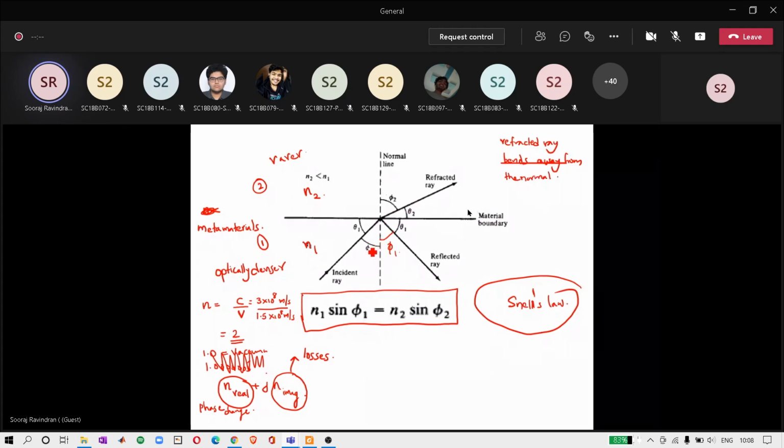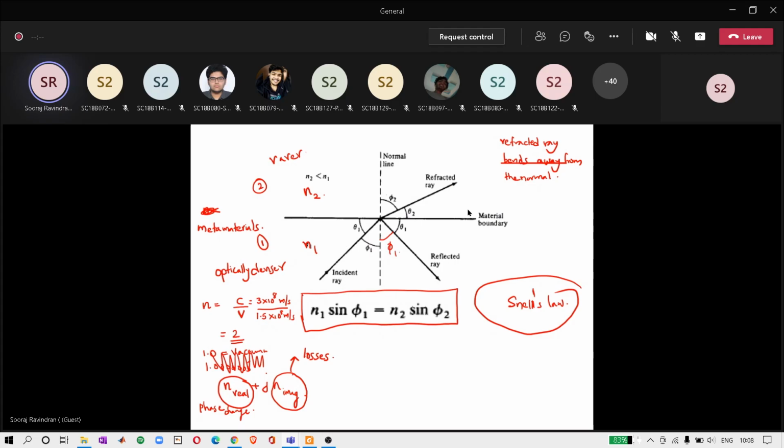So if the light is going from denser medium to rarer medium, the refracted ray always moves away from the normal. What about if it is going from rarer to denser? Then the refracted ray would be moving towards the normal. So you have studied this in your high school. So this is the normal situation where the refractive index is a positive quantity. If the refractive index is a negative quantity, then all these laws will not be applicable.